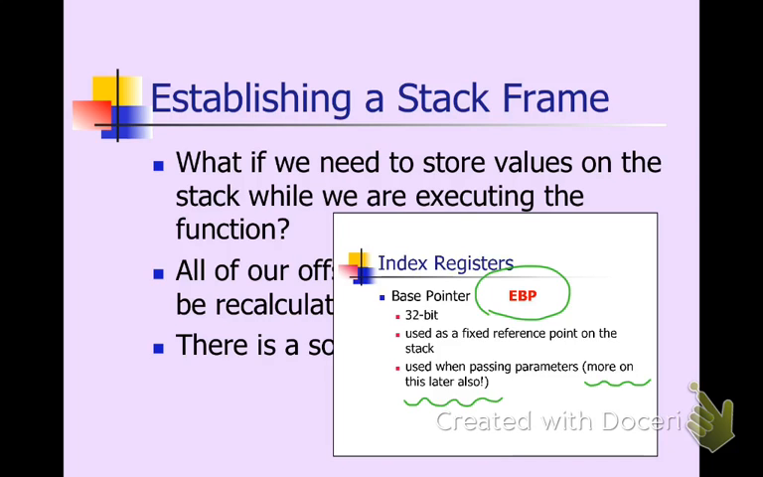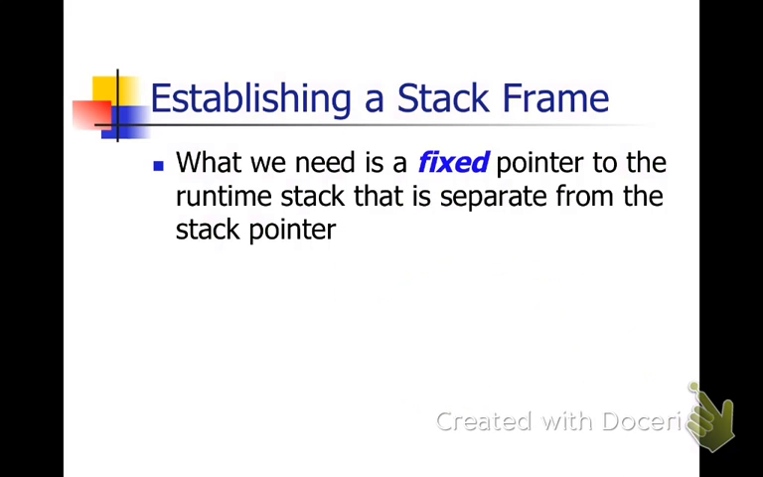The base pointer is a 32-bit pointer. It's used as a fixed reference point on the stack. This is critical. In fact, this, if we can remember it and remember why, is the reason why establishing a stack frame is so important. So we need a fixed reference point to the stack that is separate from the stack pointer, because we've seen the stack pointer can move. So what is it going to take?